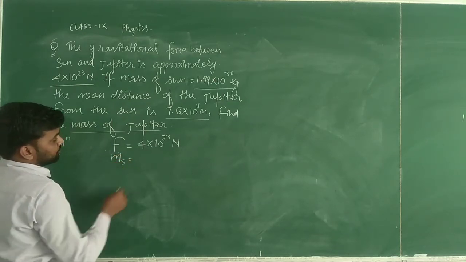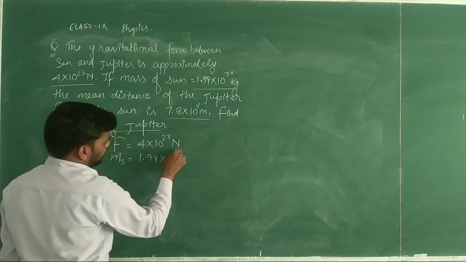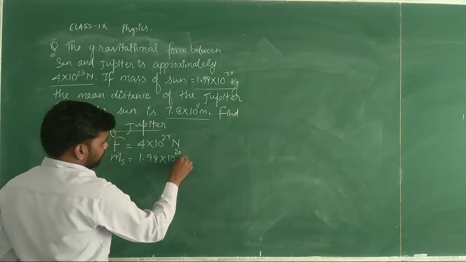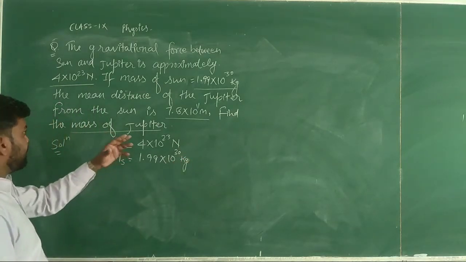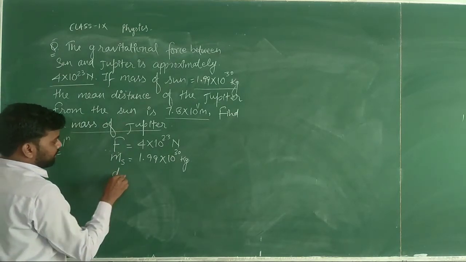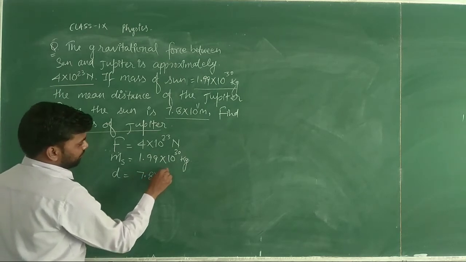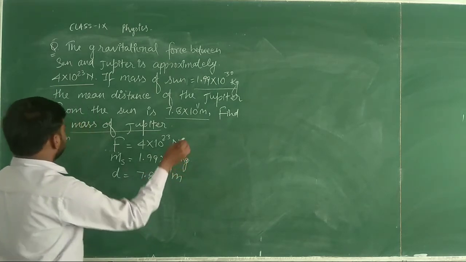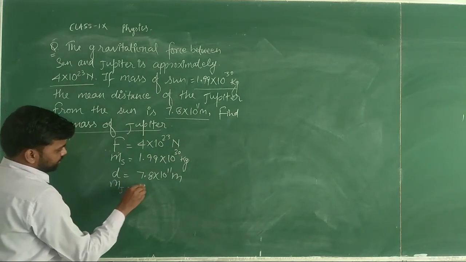Mass of the sun is 1.99 × 10^30 kg. The mean distance of Jupiter from the sun, the distance is also given here, is 7.8 × 10^11 meter. Find the mass of Jupiter. We need to find out the mass of Jupiter.